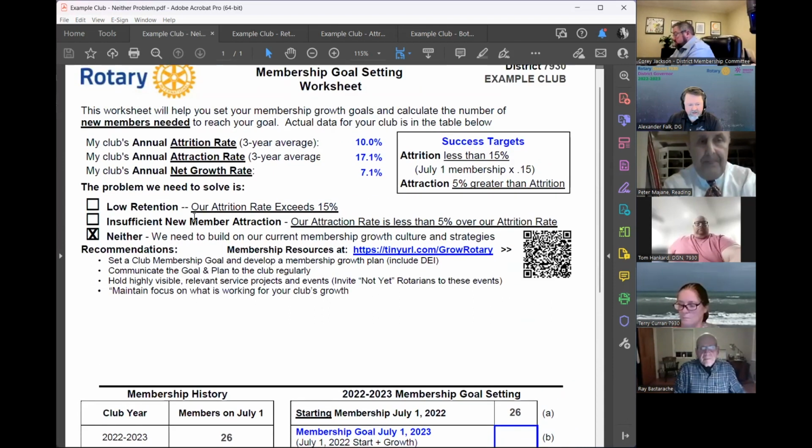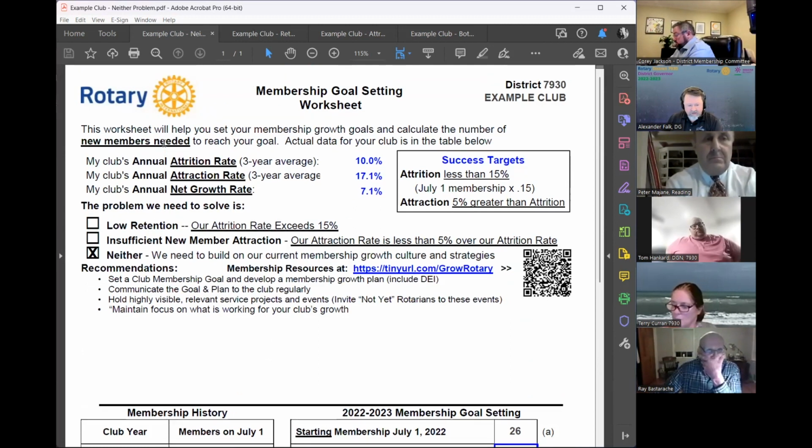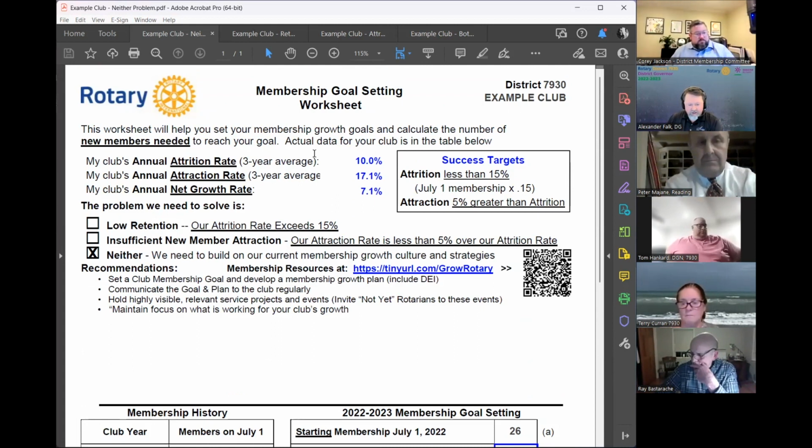So let's talk about these big numbers here on top. The first one is the attrition rate. And this is a 3-year average that's computed based on your actual membership data from the RI database. And the attrition rate is the actual natural loss of members that occurs over those 3 years. So on average, this particular example club loses 10% of its members every year. Now, the interesting question, of course, is is 10% a good number, a bad number? Is it low? Where is it on the spectrum?